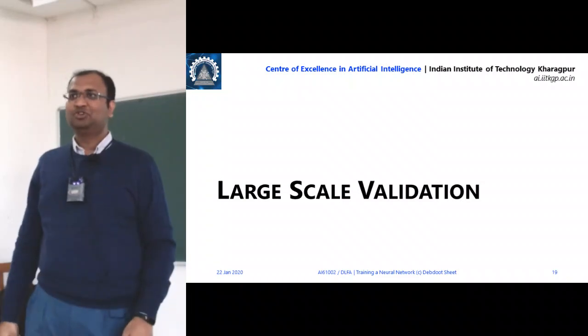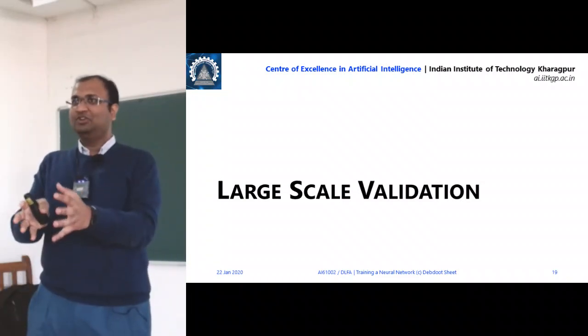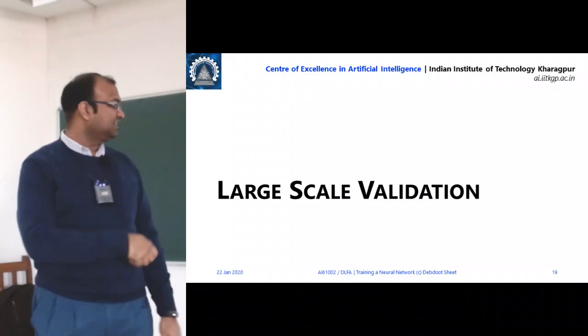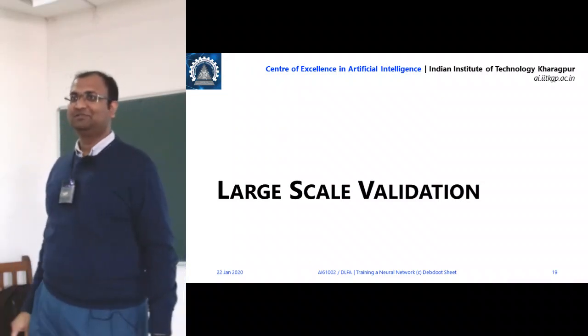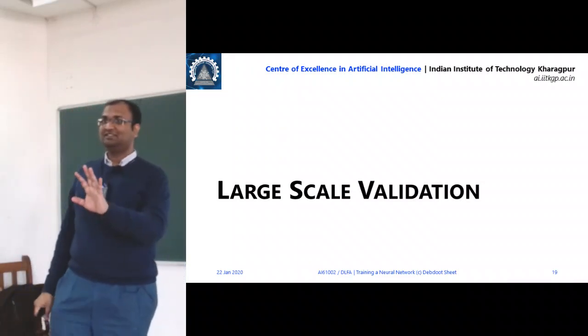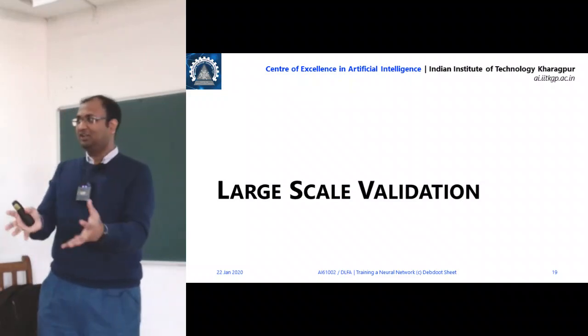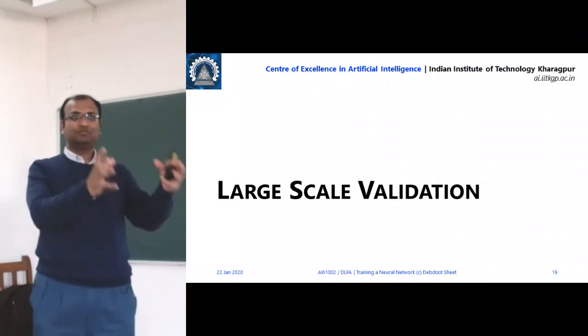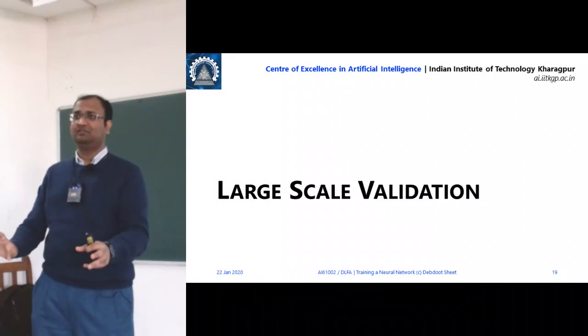But in your case as well, you will still need to do this kind of experiment, which is called a large scale validation. What this essentially means is, you created a model. This model can be made out of a network, or it may not be a network itself. It may be hard coded.